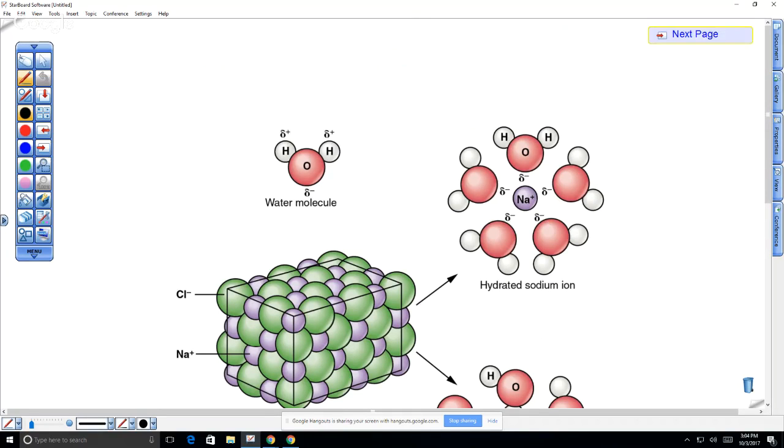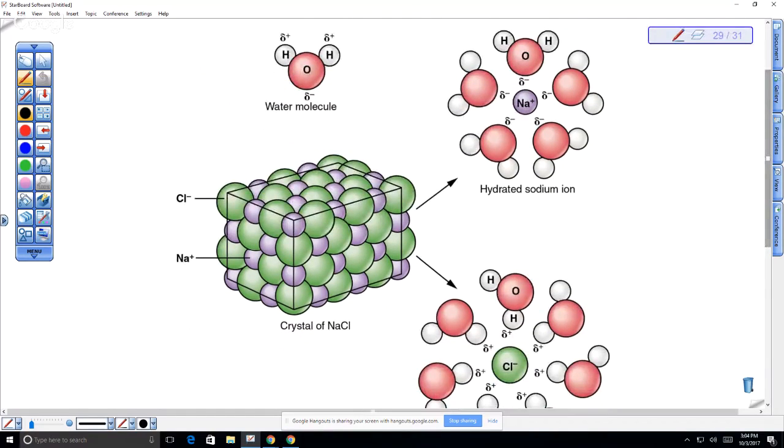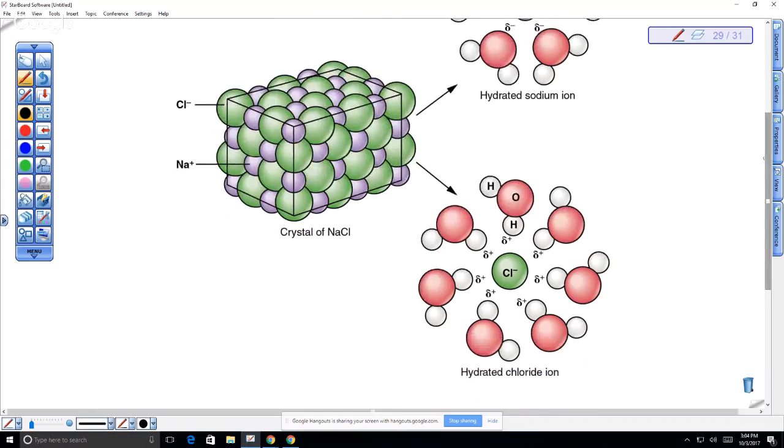So this is just an image that shows how it can pull apart a crystal of salt, in this case, not sugar, but it just pulls apart because of the polarity of the molecule. And it pulls the sodium and the chloride into solution.